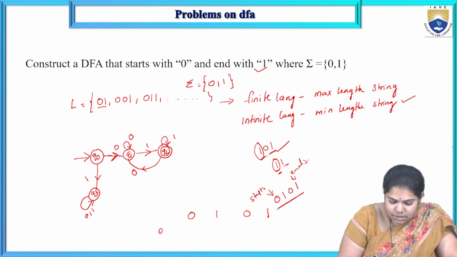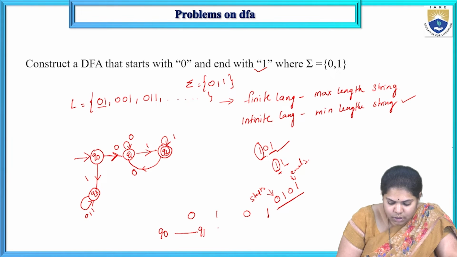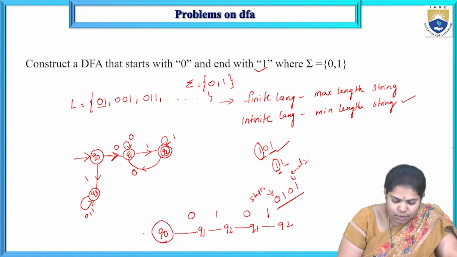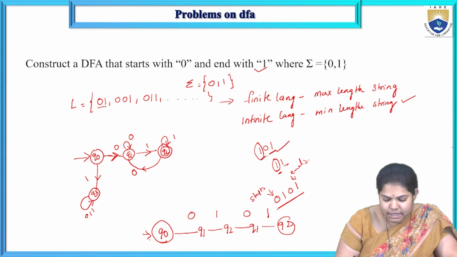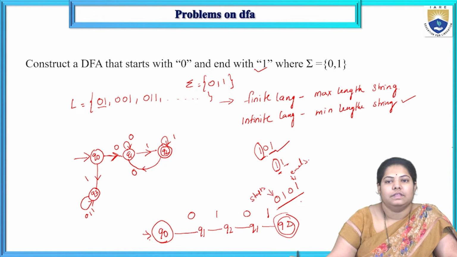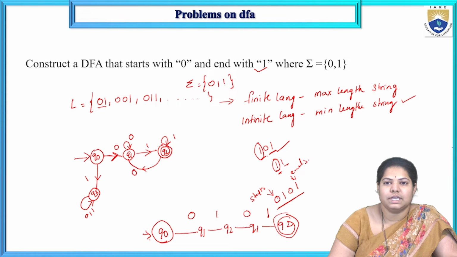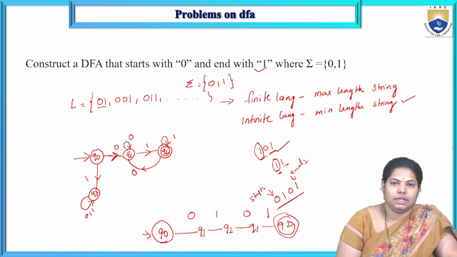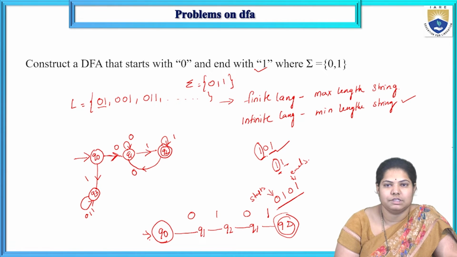0101. I start with Q naught. On seeing 0, I reach Q1. On seeing 1, I reach Q2. On seeing 0, I reach Q1 again. On seeing 1, I reach Q2. I start from Q naught as the initial state and I reach the final state. Therefore, this particular string is accepted. So it has followed all the DFA rules and it also accepts all the strings present in the language.